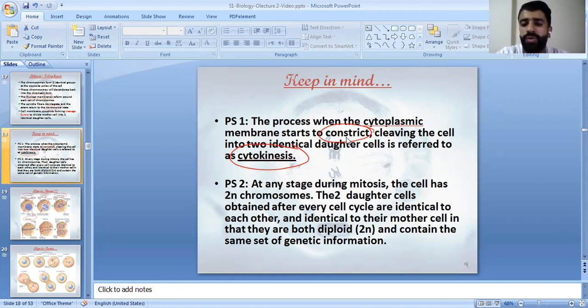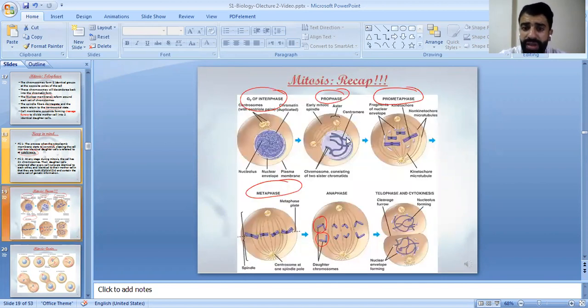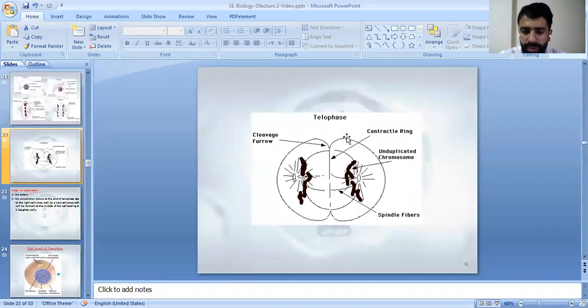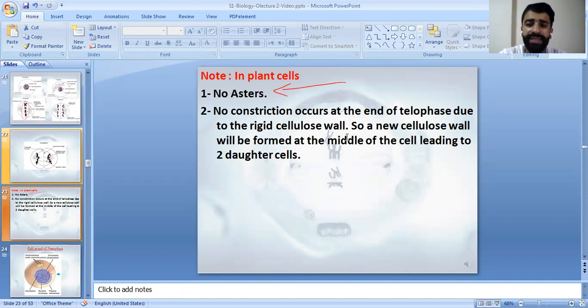We have to know that the 2 daughter cells obtained are identical to the mother cell, and they have the same genetic information, and both of them are diploid. This is everything related to mitosis. So you have to know mitosis, what happens in each stage. Note that in plant cells, there are no asters, and there is no cleavage at the end of telophase due to the rigid cellulose wall. Plants have a wall called the rigid cellulose wall. Rigid means that it is a very strong or thick wall that is not able to constrict and divide, so there is no constriction. A new cellulose wall will form around the cell in the middle, leading to the formation of two daughter cells. So there is no cleavage or constriction.